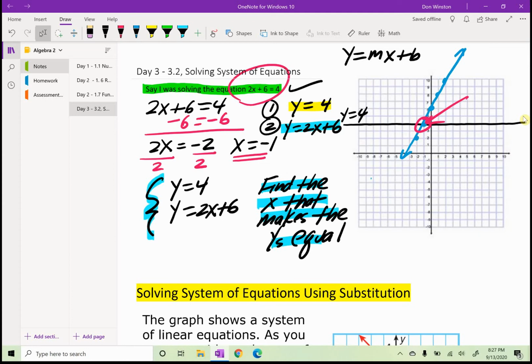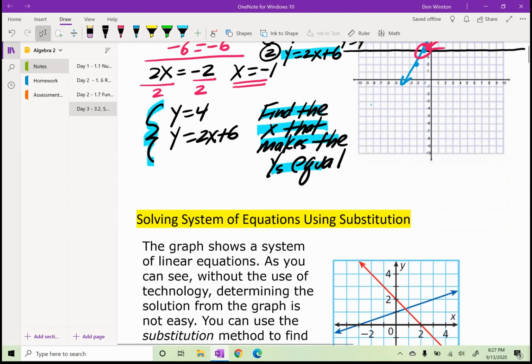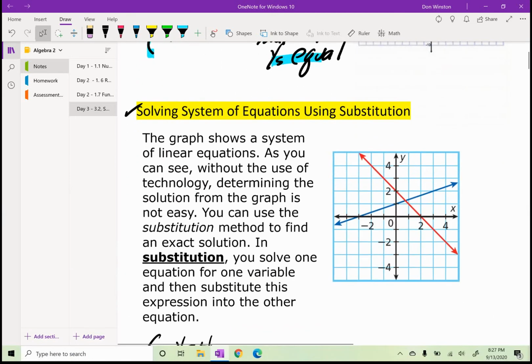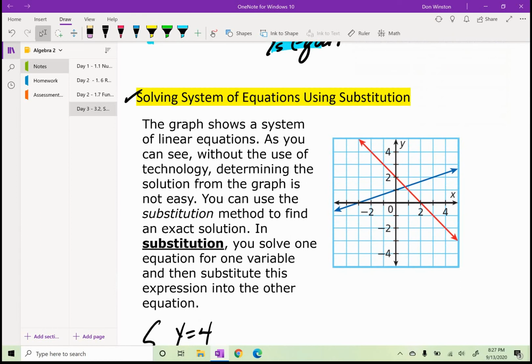Now, the first method we're going to use is called substitution, solving a system of equations using substitution. Here the graph shows a system of linear equations. As you can see, without the use of technology, determining the solution from the graph is not easy.